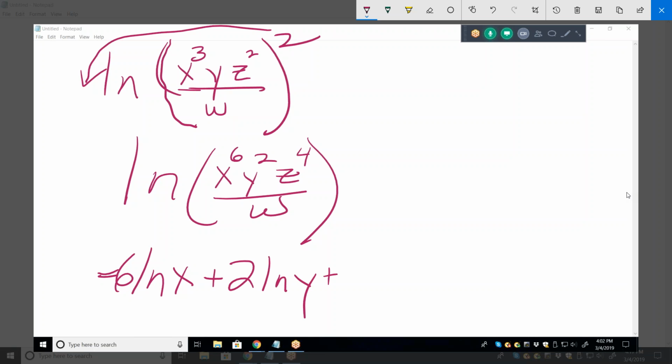So 6 natural log of x, plus 2 natural log of y, plus 4 natural log of z, minus natural log of w. What happened to my 2? I need a 2 there, don't I? Yes. So it's minus 2 natural log of w. And then there's no question.